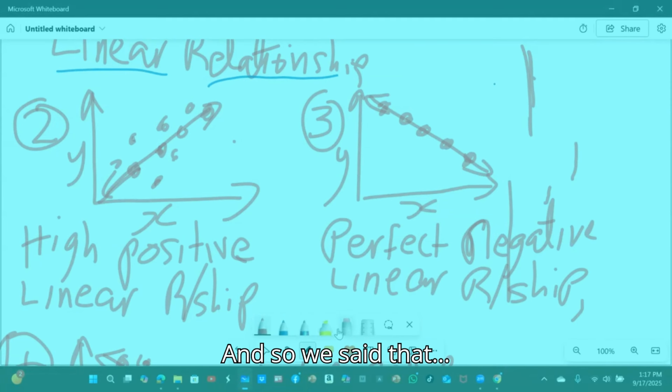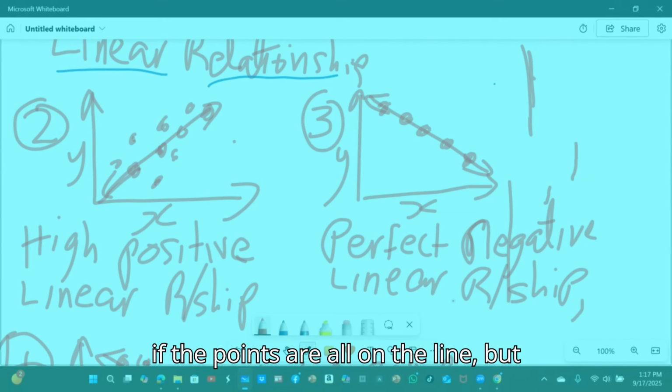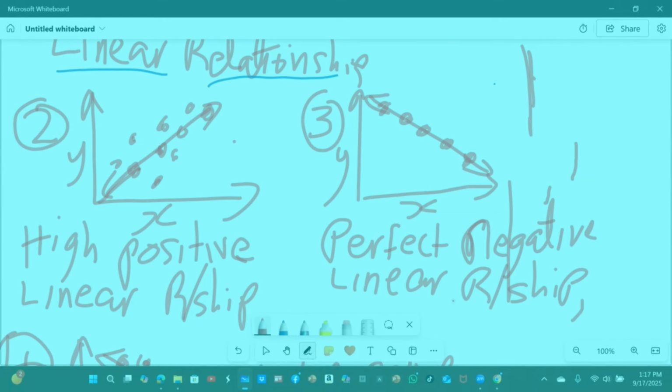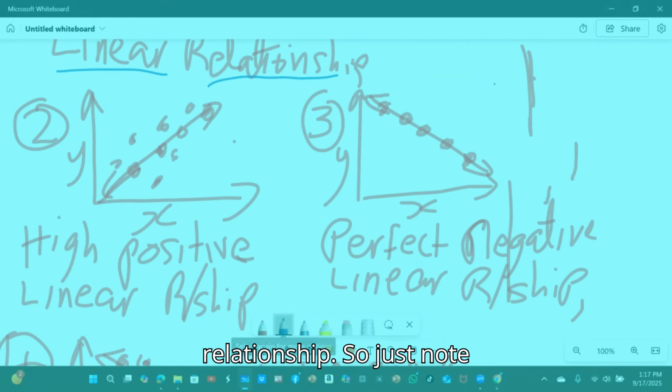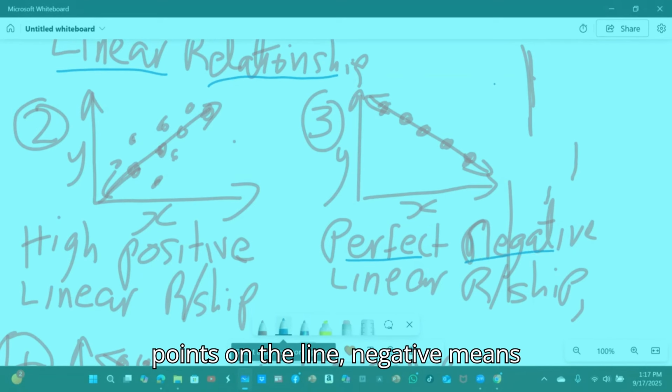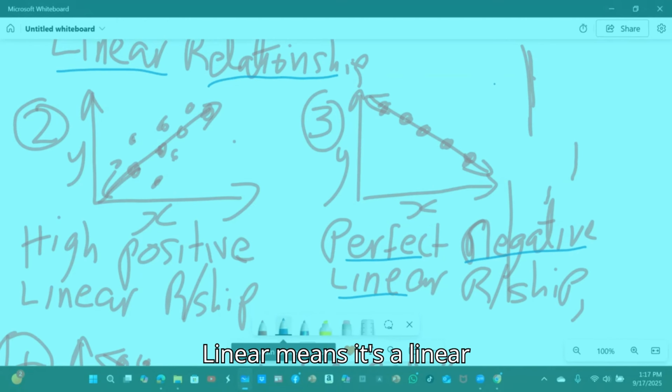And so we say that there's a high positive linear relationship. Somewhere, if the points are all on the line, but the line of best fit has a negative slope, we say perfect negative linear relationship. So just note that perfect means all the points are on the line. Negative means the line has a negative slope. Linear means it's a linear model.